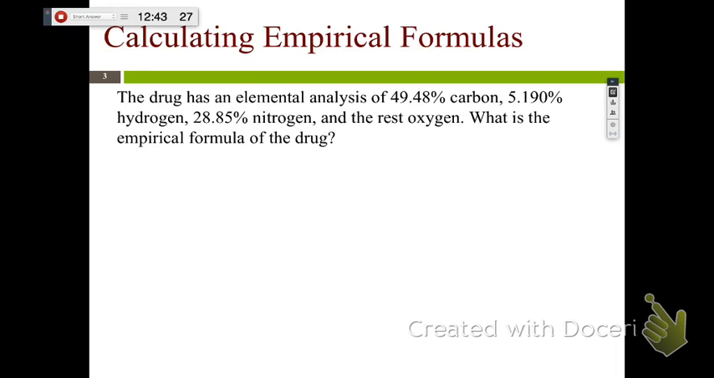All right, let's start working through this together. What would be our first step that we do? Josh? You got to get to 100%. So add up all the percentages you have, and what's left over should be oxygen.